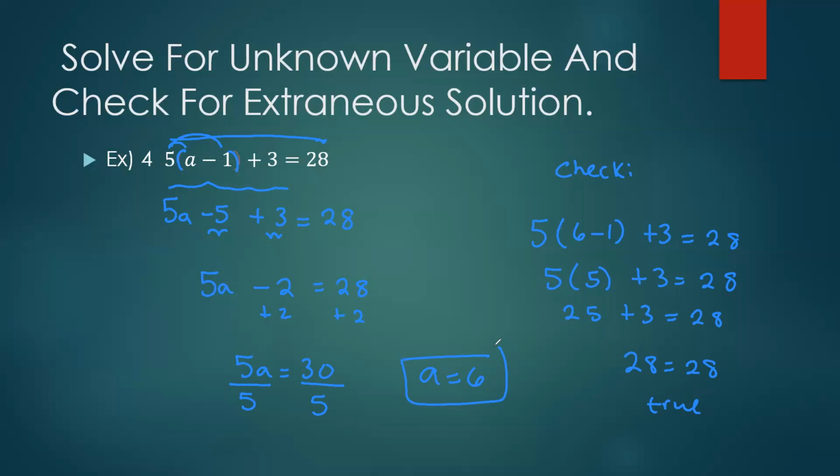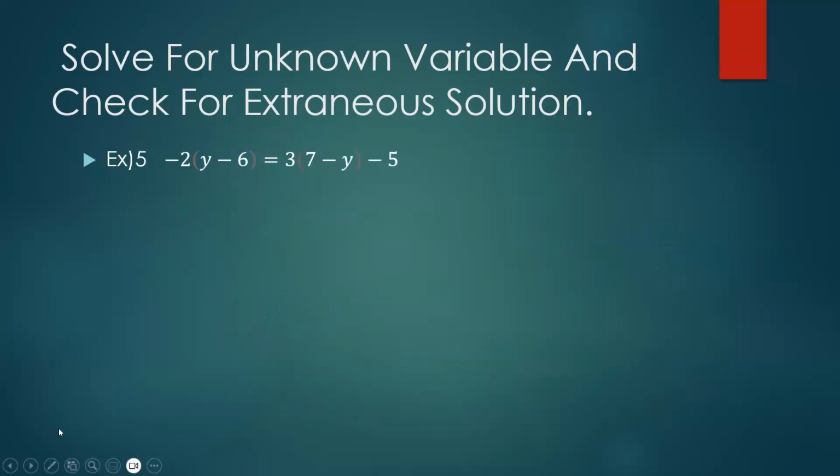Okay, good. Let's move on. This one is example 5. It's -2, and if you can't see, there should be parentheses. Let me make that a little bit darker. So parentheses here, and then parentheses here. I don't know why it's hard to see for red.